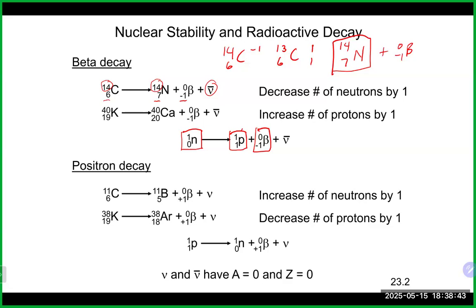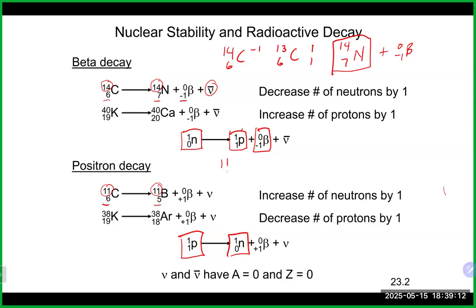When we have a positron emission or a positron decay, remember, a positron is basically like a beta particle, except it has a positive charge. So in this case, overall, the mass number stays the same, but we do decrease the atomic number by 1. The reason for that is in this process, we're actually converting a proton into a neutron. So again, the same sort of thing is happening.